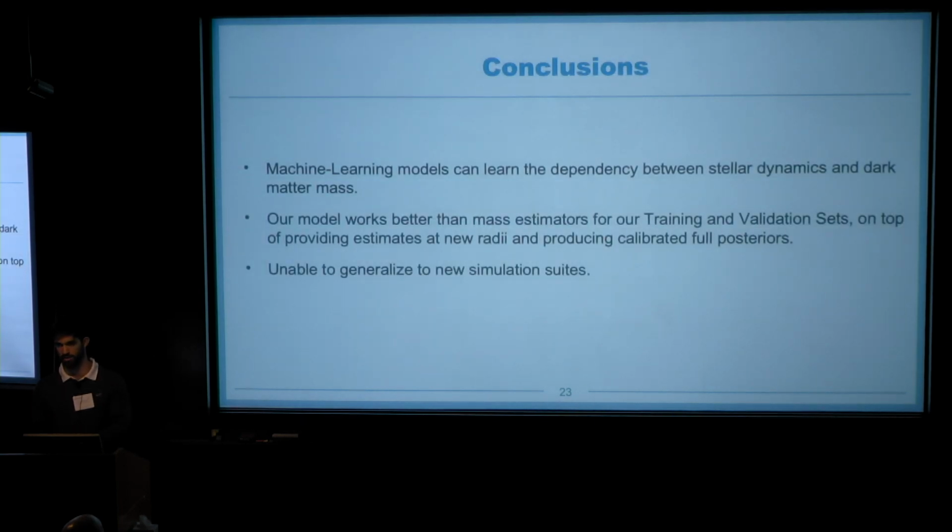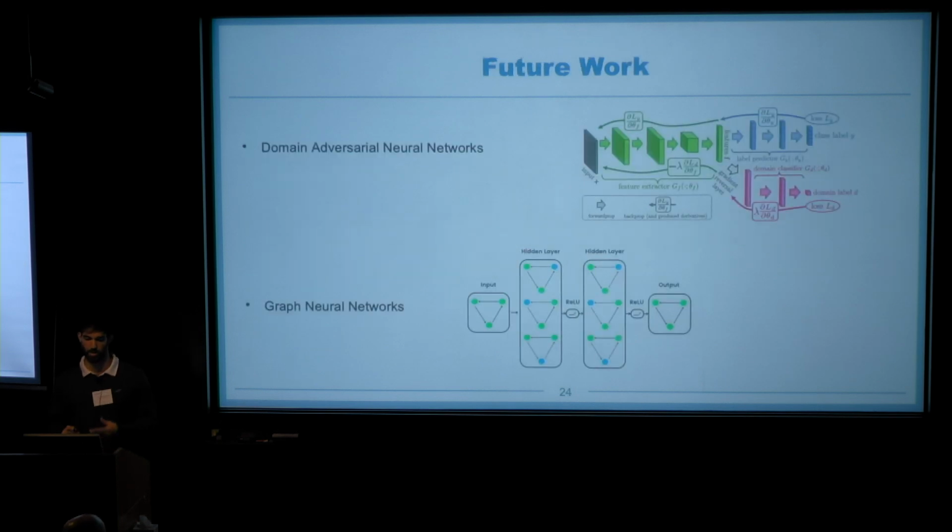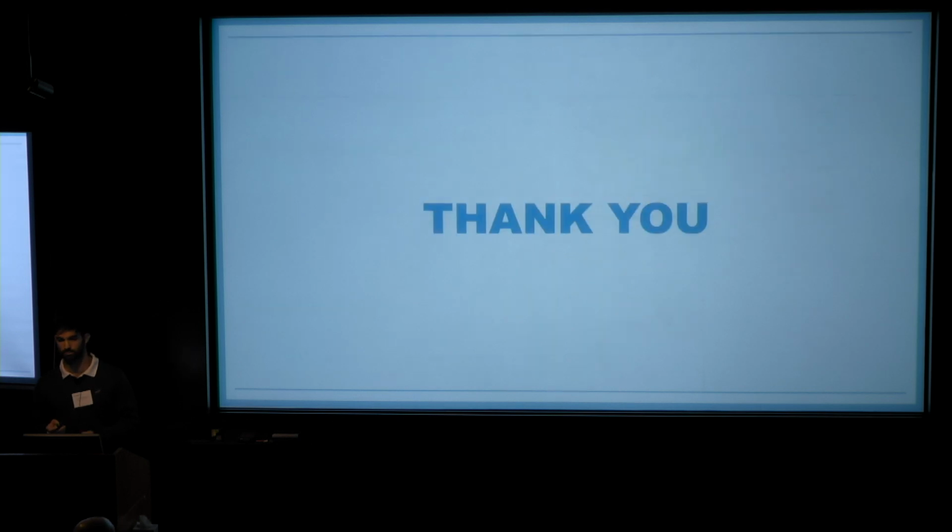It works well for the same suite of simulations that it's trained on, but it can't generalize. For future work, we are hoping to leverage domain adversarial neural networks, and we expect this to help us train on one suite of simulations and apply to the other. Also, we want to test what happens with graph neural networks, as it seems to be a better way to encode our inputs. So thank you. That was it.